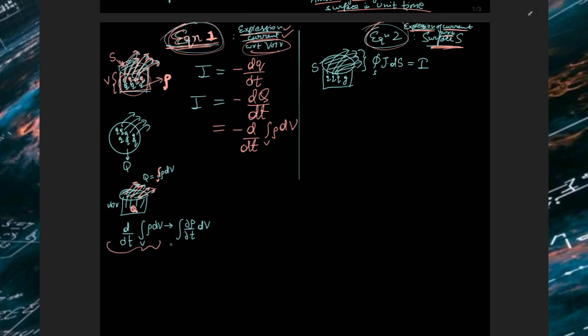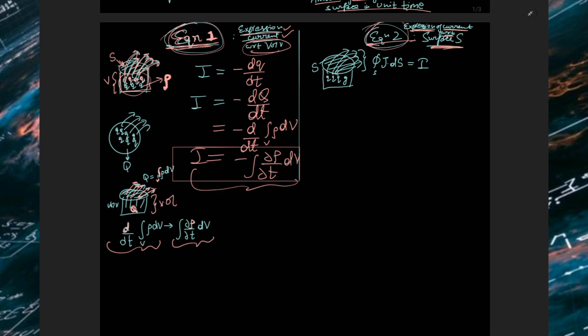Now mathematically, this expression can be written as this, because we are specifically focusing on the charge density. Hence, we can take the partial differentiation inside the integral, and we will get something like this. So this is the expression for current with respect to volume. Now another equation can be written for the same current.